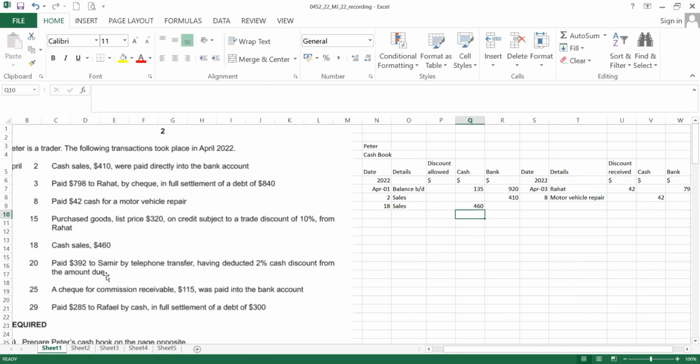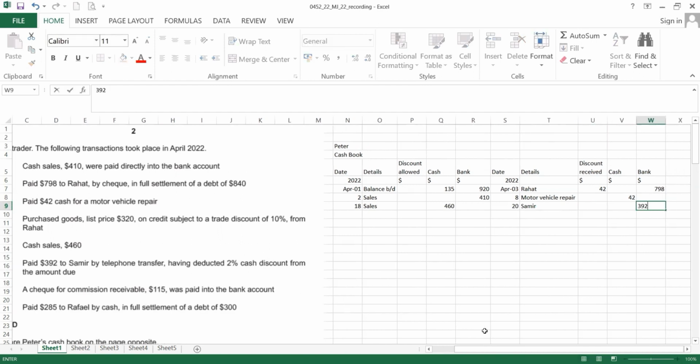On the 20th, pay 392 to Samir by telephone transfer. Telephone transfer is also under the bank. It has a deduction for the 2% cash discount. So on the 20th, we pay Samir, and this one also got the 2% discount. The amount paid should be recorded here, 392. So how are we going to find the discount amount? We take this amount divided by 98%, and then times 2%. So 8 is the discount received.